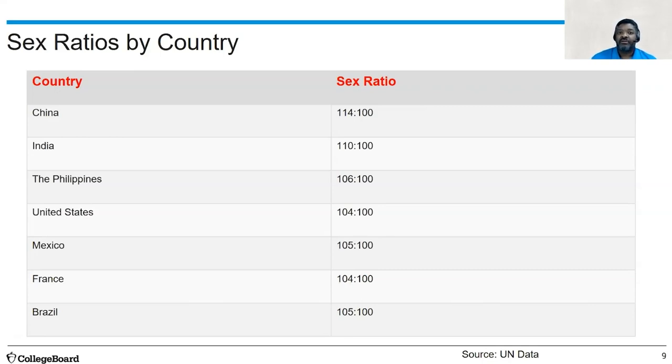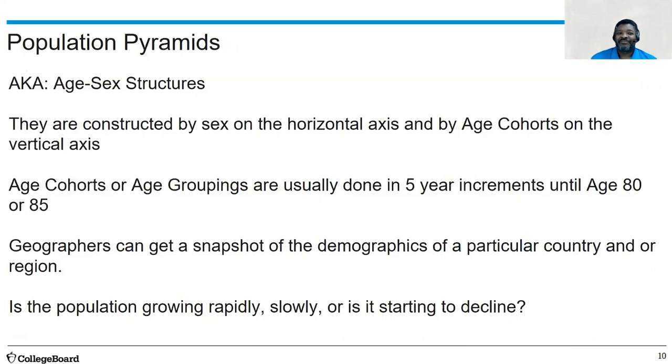This is a connection you can make with Unit 3 culture, as many Indian families prefer male babies for their economic potential. Population pyramids. These are also known as age sex structures. They're constructed by sex or gender on the horizontal axis and by age cohorts on the vertical axis. Age cohorts or age groupings are basically 5-year groupings of people. Geographers can get a snapshot of the demographics of a particular country or region.